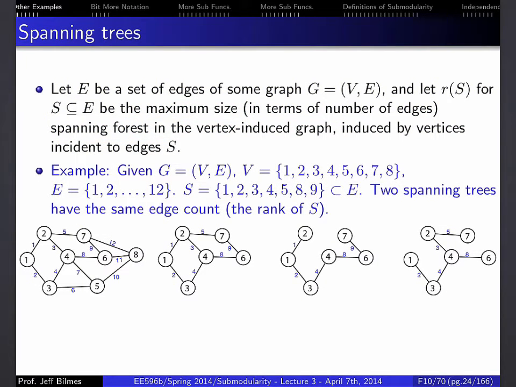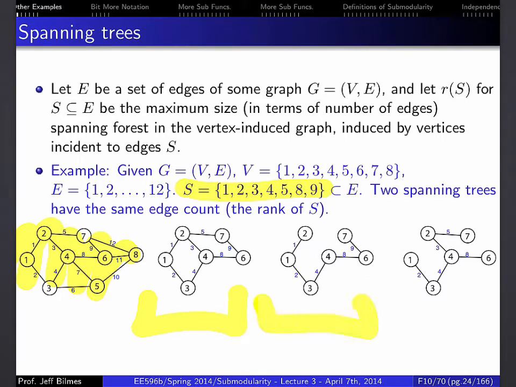So here's a graph over here on the left. If I zoom in, it's cutting it off. Well, there it is on the left. And it consists of 8 nodes and 12 edges. And I'm choosing a subset of the edges, which is edges 1, 2, 3, 4, 5, 8, 9. And then taking the induced graph from the vertices that are incident to the edges that I've chosen, which basically gives us this graph.